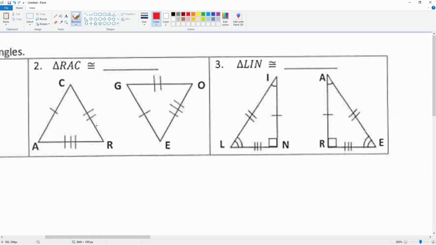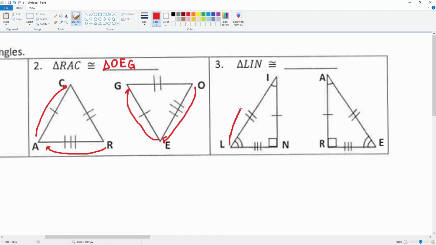This one, R, starts here, A, then C, so it goes across the 3 curve, then the 1 curve. So it goes across the 3 curve, then goes across the 1 curve. So it's triangle OEG. Triangle RAC is congruent to triangle OEG.